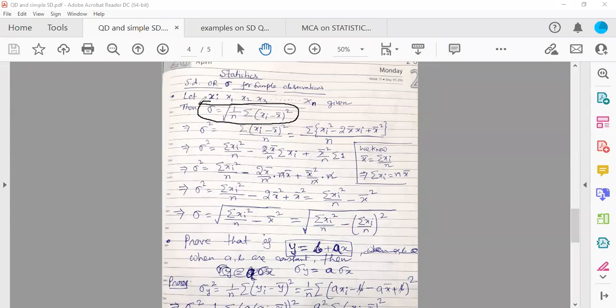If there is a simple observation case, only x1, x2, x3, x4, and xn, n number of data points are there. So what is the meaning of sigma? Sigma equal to square root of 1 by n summation xi (values) minus arithmetic mean x bar, the whole square.